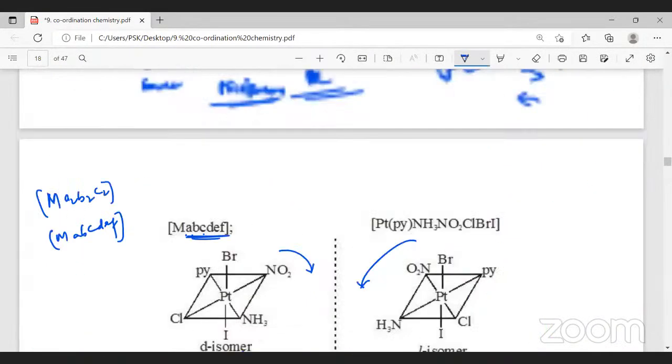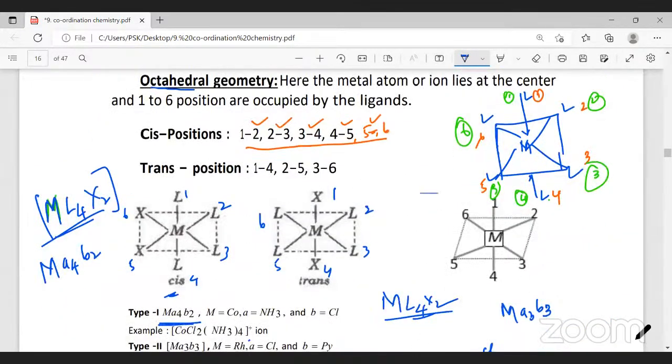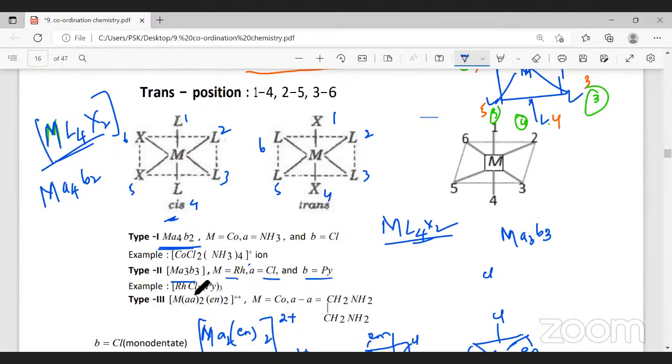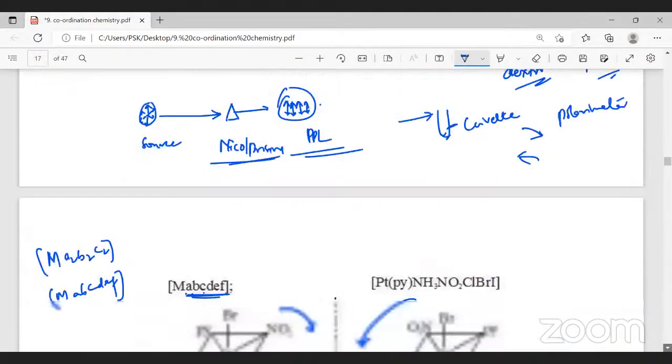What are the different types of complexes we learned? We learned octahedral complexes having MA4B2 type, MA3B3 type, and M(AA)2A2 type, like M(en)2A2. Only these kinds of complexes will show cis-trans isomerism in case of octahedral complexes. The question was MA5B type. They will not show geometrical isomerism. I hope you're following.